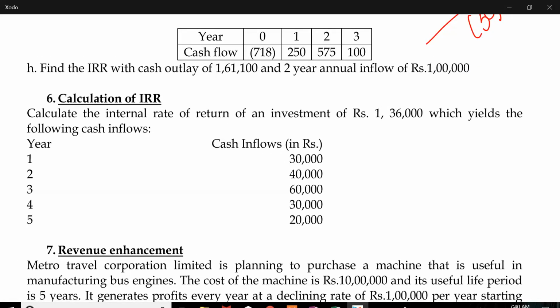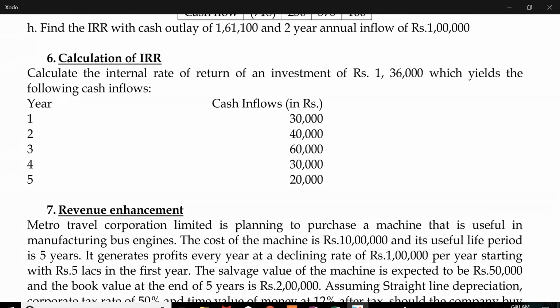Do question number 6 now. Again on IRR only. Calculate the internal rate of return on investment of 136 which yields the following cash inflows. Question number 6.